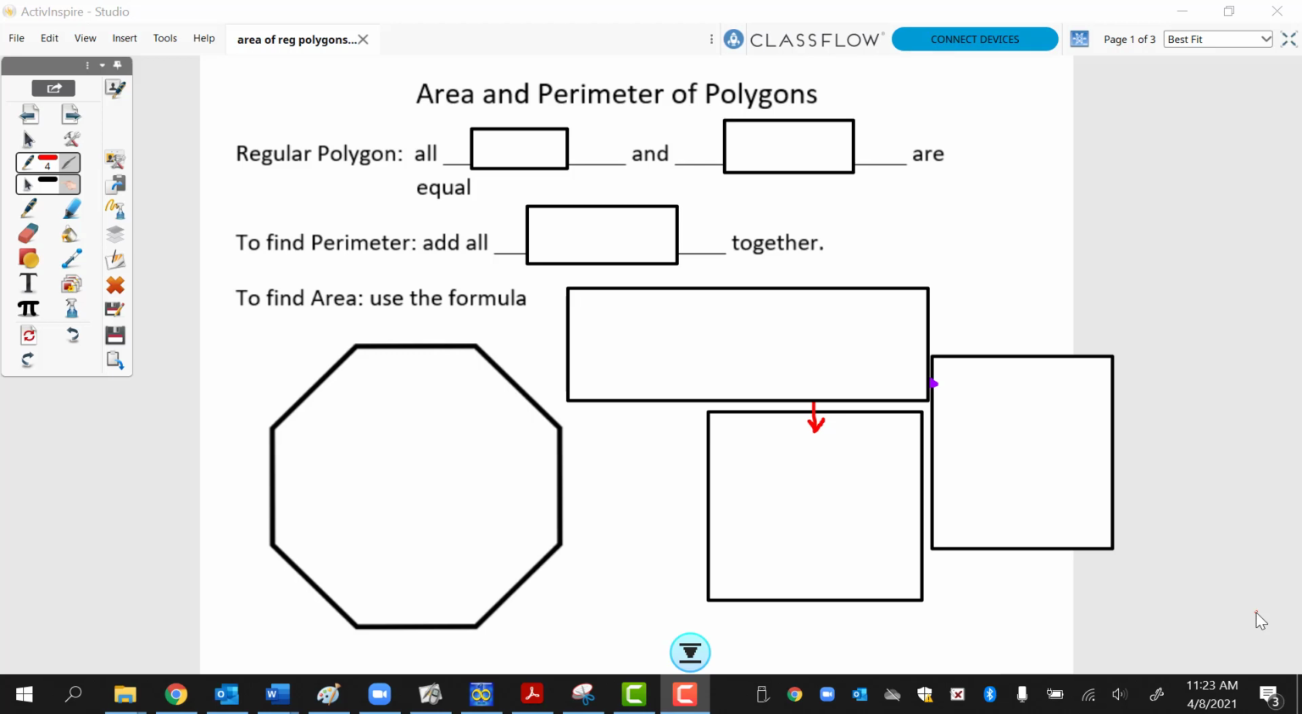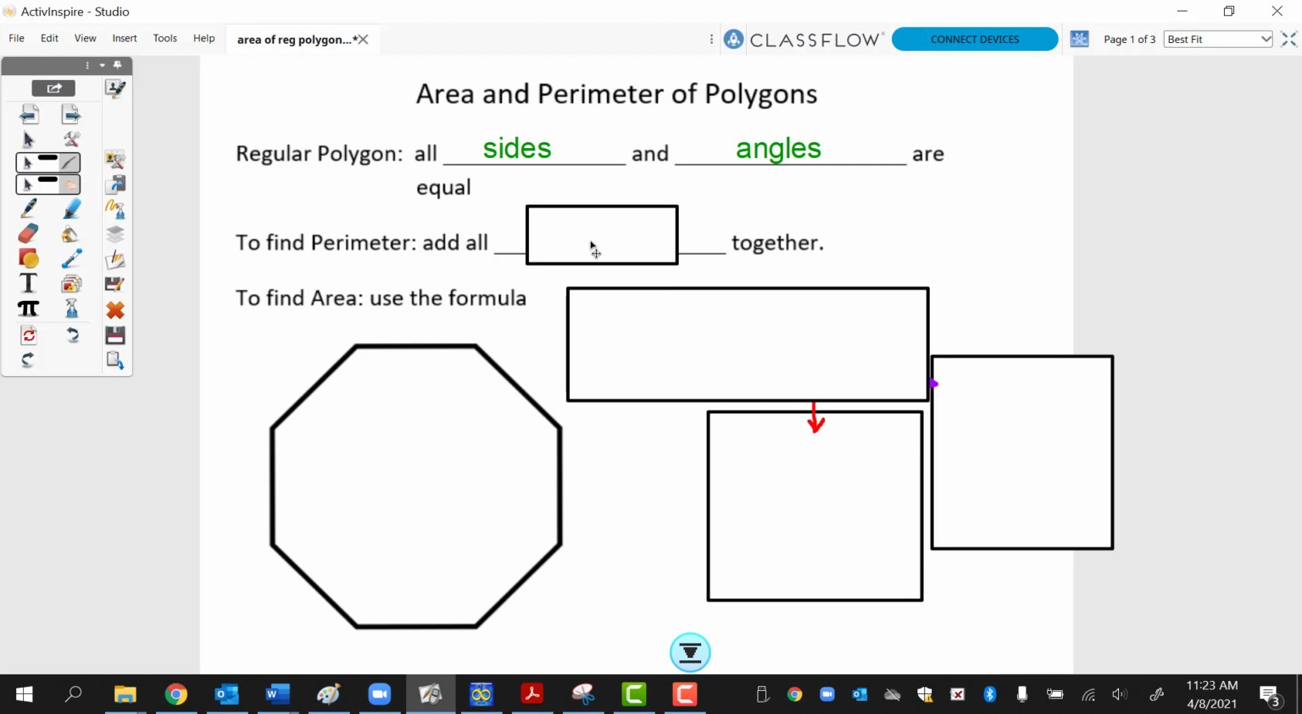Okay, our last shape that we're doing area and perimeter for are polygons, specifically regular polygons. So what is a regular polygon again? It's when all the sides and angles are equal. And this is when they have lots of sides, like more than 4.